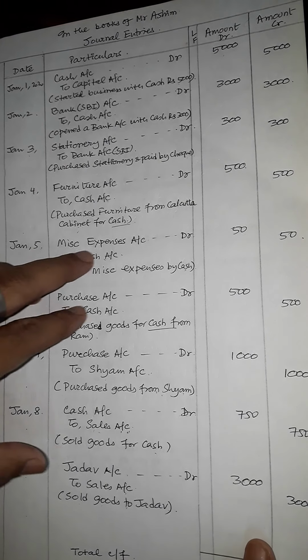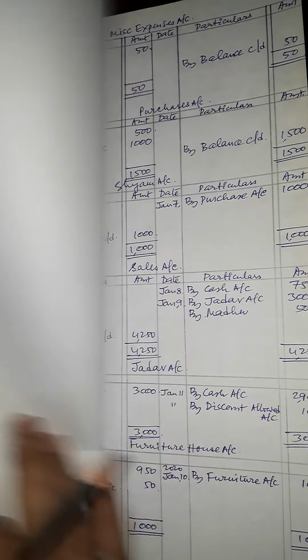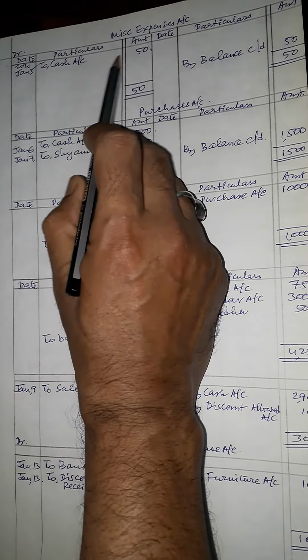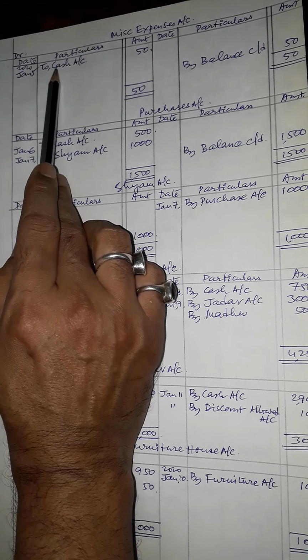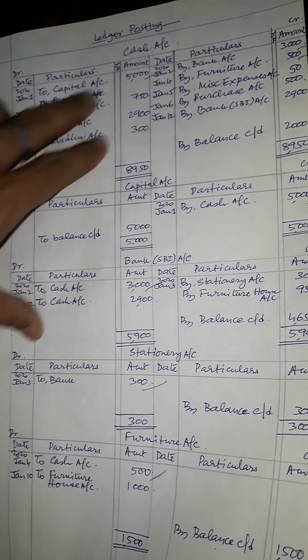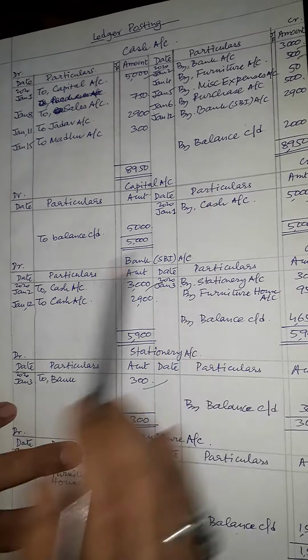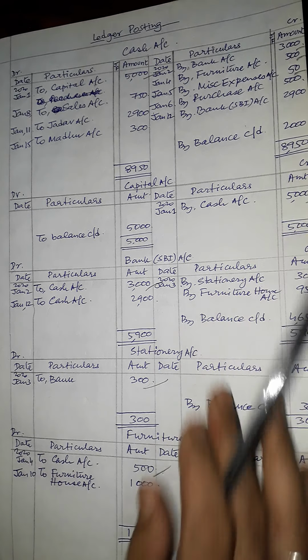Next is miscellaneous expenses account debit to cash. This is miscellaneous expenses account debit to cash account 50, and cash account is credited by miscellaneous expenses 50.